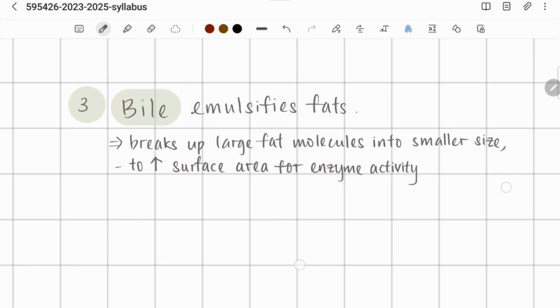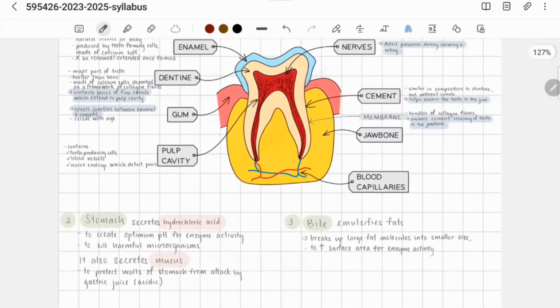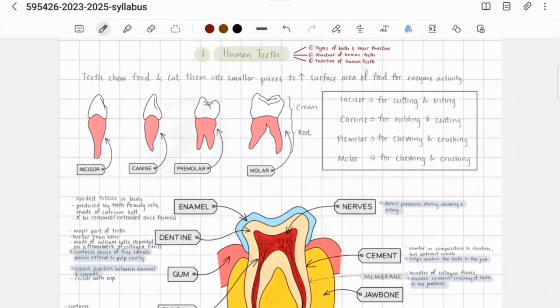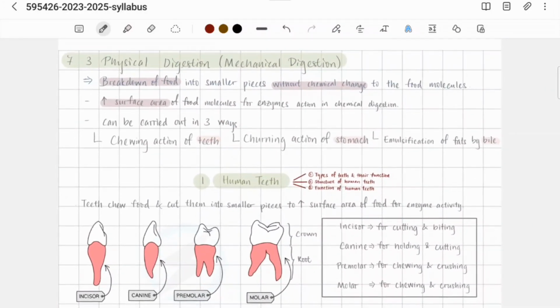Actually all three mechanisms, teeth, stomach, and bile, increase surface area to make the rate of enzyme activity faster or easier. So that's all for 7.3, and then see you in the workbook discussion video.